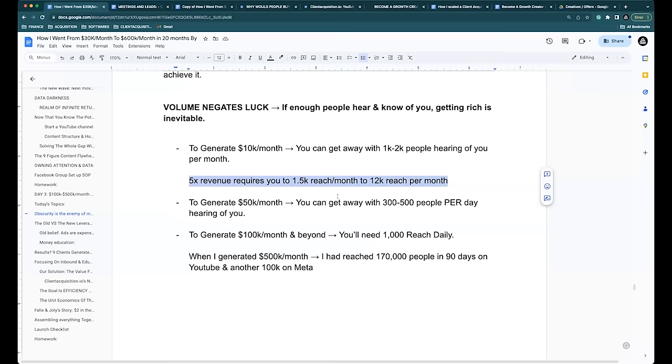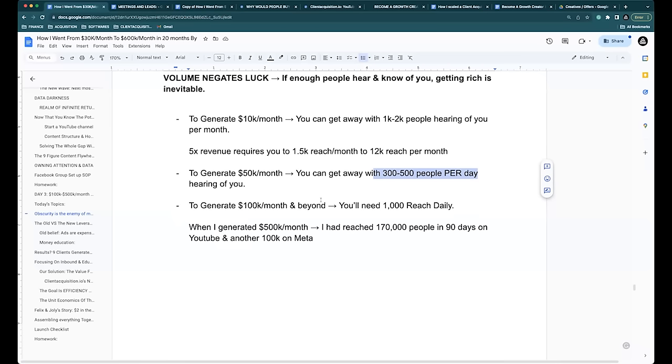The bigger you want to scale, the harder you need to work to even experience incremental gains. Okay? And this is where it becomes hard for people to understand the cost of scaling. The cost of scaling is exponential in effort. And this is why Hormozi always says, just do volume. Just do a lot of it. If you think something is working, do a lot of it, because that's what it's going to take for you to scale. Okay? So to generate 50K, just go 300 to 500 people every day.